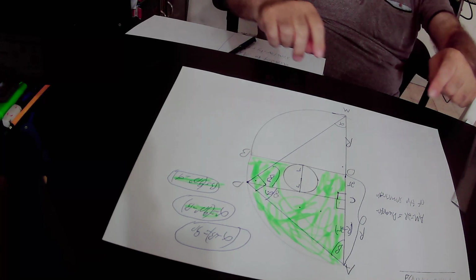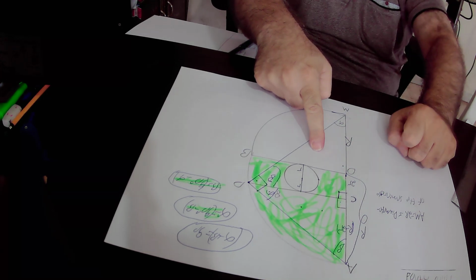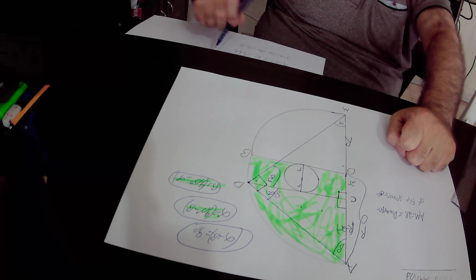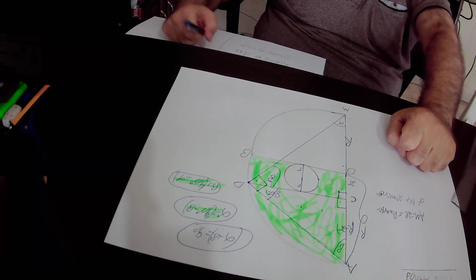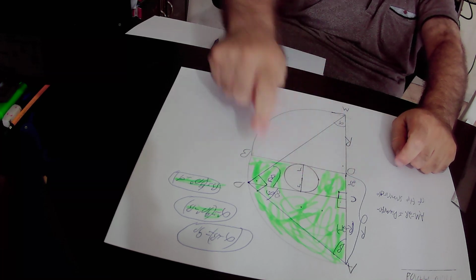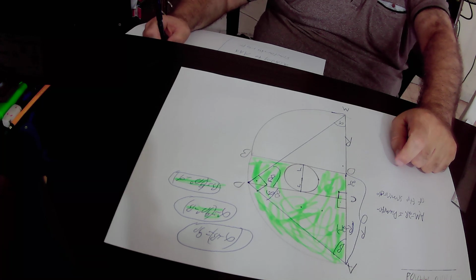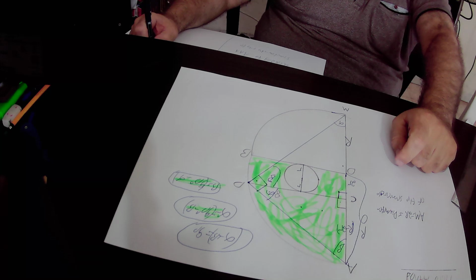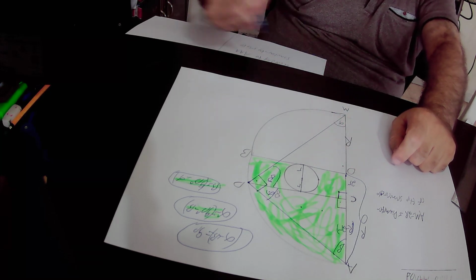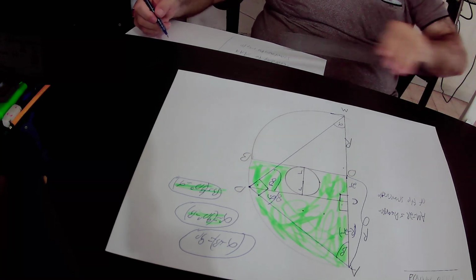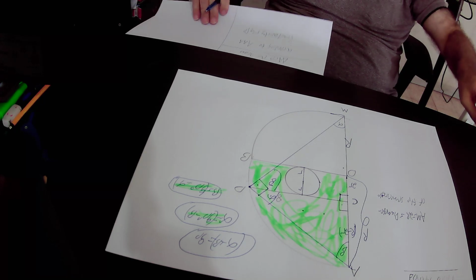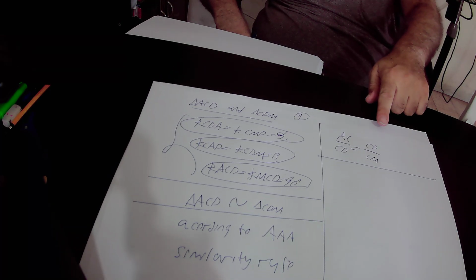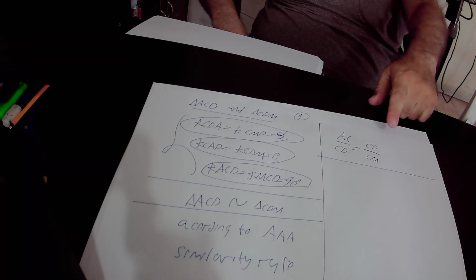And from the fact that those two right triangles are similar to each other, we will derive that AC in the green right triangle, AC over CD in this right triangle, CD, equals CD in the green right triangle over CM. Again, AC over CD equals CD over CM.